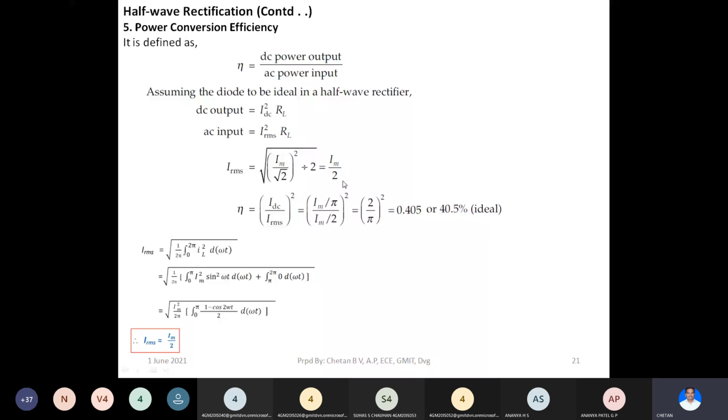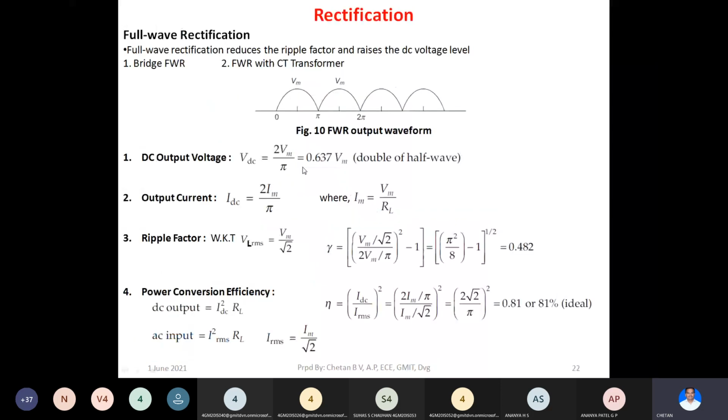In today's class, we shall discuss full wave rectification. As the name indicates, full wave rectification means both half cycles, both positive as well as negative, will be rectified. Hence, you can see the output of a full wave rectification like this. From 0 to pi, you have the output equal to that of the half wave rectifier. But from pi to 2 pi, here also you will get the output just like the first half cycle. This is the main difference between the full wave rectifier output and the half wave rectifier output.